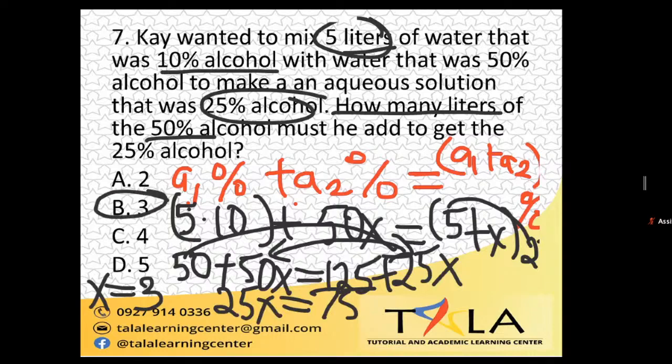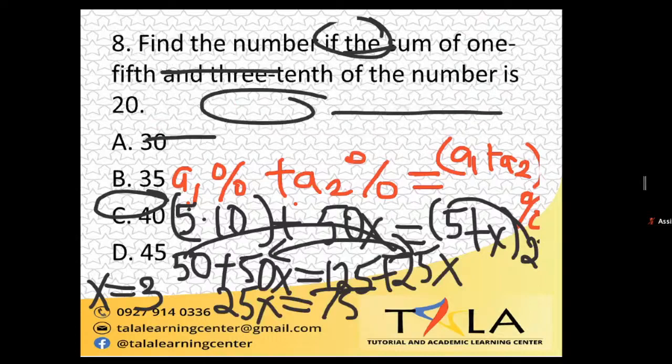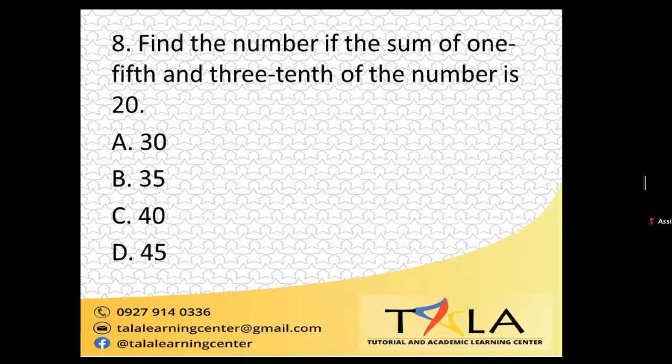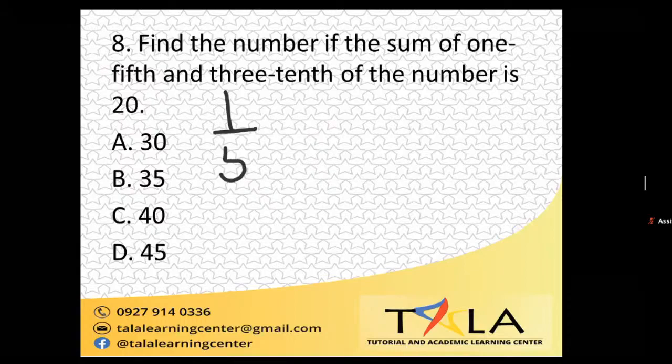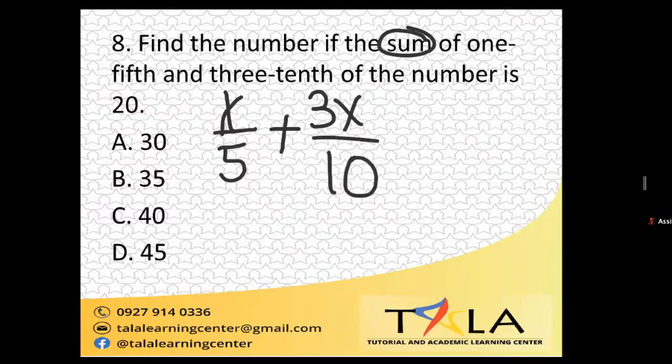Okay, bilisan natin, kulang ang oras. Okay, find the number if the sum of 1/5 and 3/10 of the number is 20. By the way, medyo may siningit ako na number problems. So, I hope you're fine with it. So, ayusin natin. Find the number if the sum of 1/5 daw nung number. What's 1/5 of that number? 1/5 of that number is 1 over 5 x, or x over 5. Kaya sum. So, add natin 3/10. So, 3x over 10 is 20.